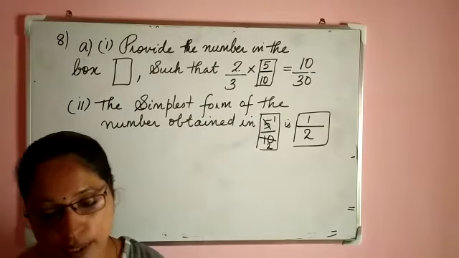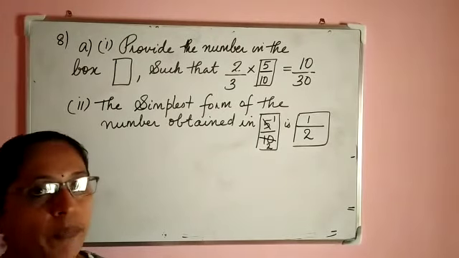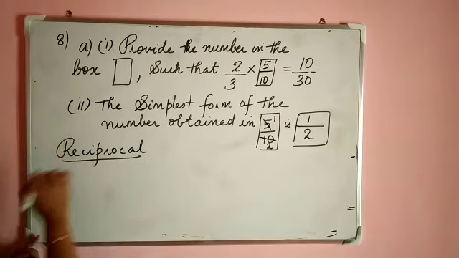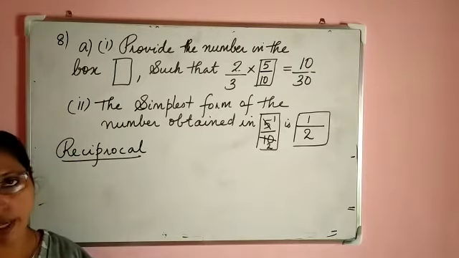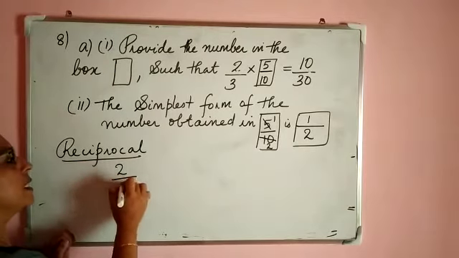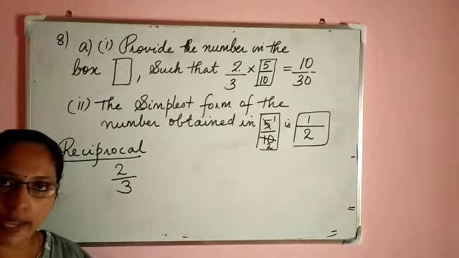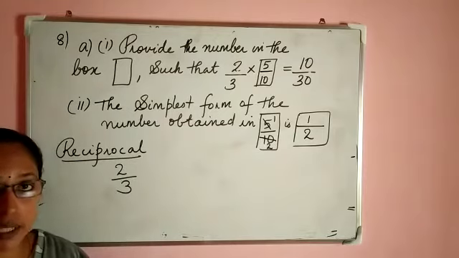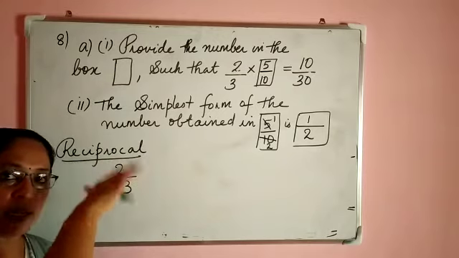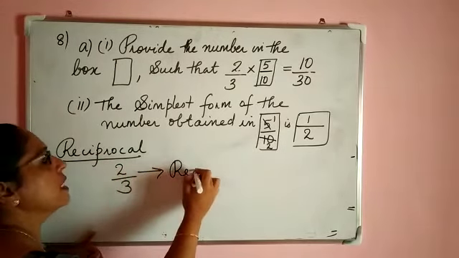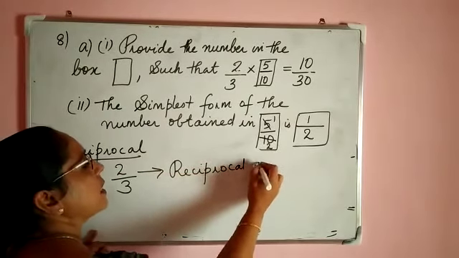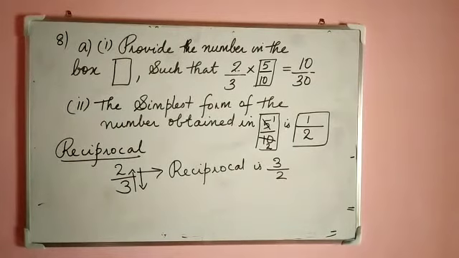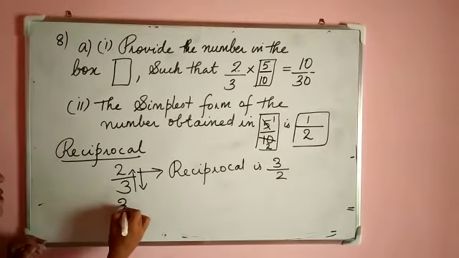Okay. This is the fill in the blanks type question. Now I am moving on to a new topic, which is reciprocal. What do you mean by reciprocal? Let's take a fraction 2/3. What is the reciprocal of this fraction? Reciprocal means interchanging the numerator and denominator. There is nothing much calculation. Exchange the numerator and denominator. So the reciprocal of 2/3 is 3/2. Move it up and down. Exchanging up and down.